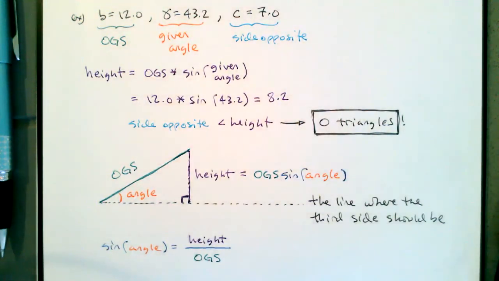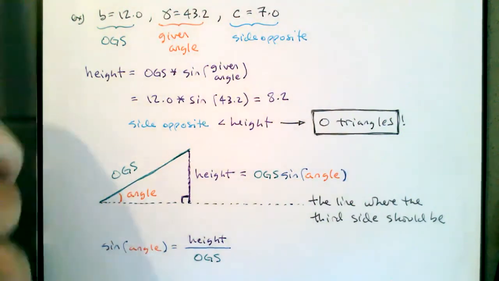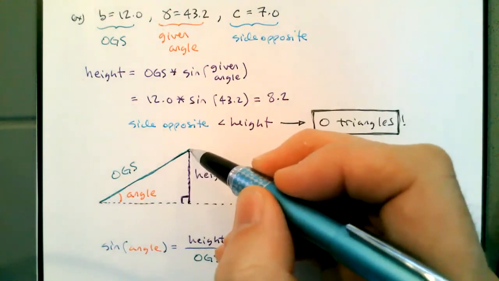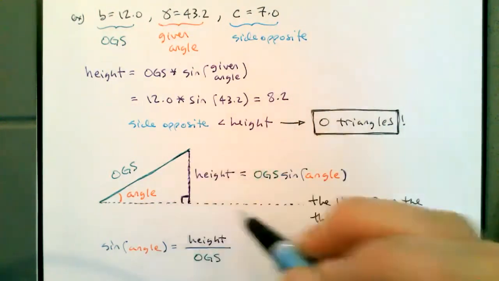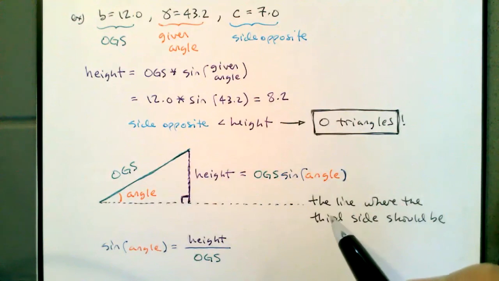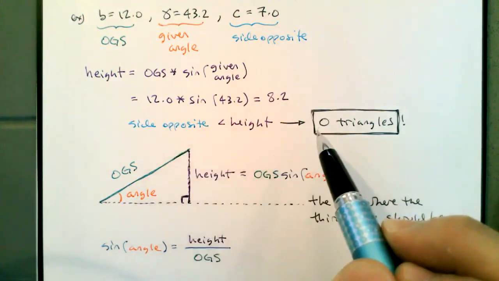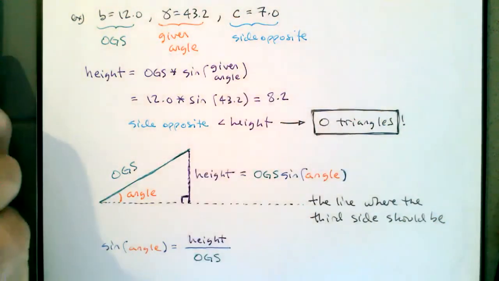What's happening when the side opposite the given angle is less than the height is that the side opposite the given angle is too short. I can't connect this end of the other given side to the line where the third side should be. The side opposite is too short. And that's how we think of this, the zero triangles case. The side opposite is too short.